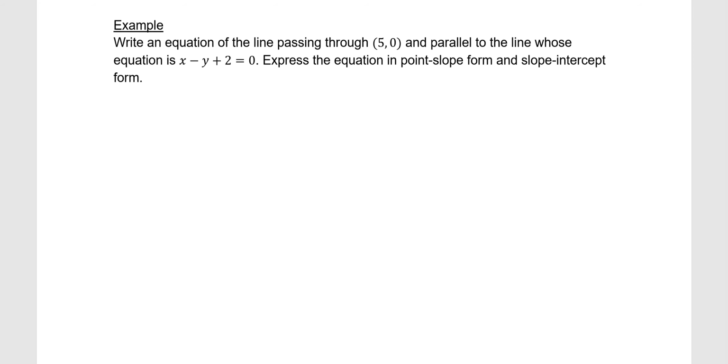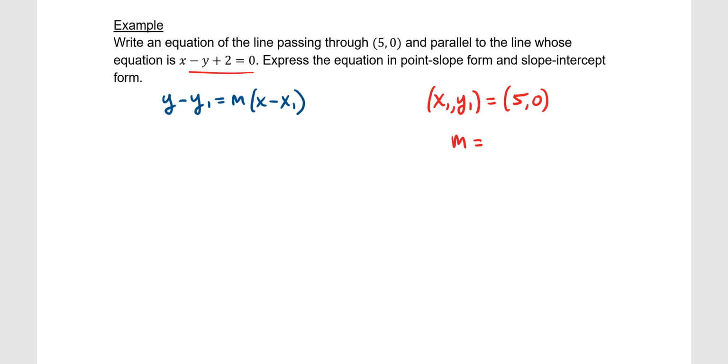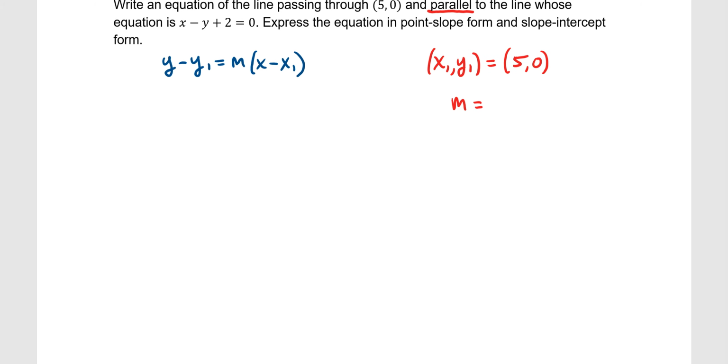So let's write an equation of the line passing through 5, 0, and parallel to x minus y plus 2 equals 0. Okay, so starting with point slope form again. We have y minus y1 equals m times x minus x1. We know that x1, y1 is 5, 0, and we need to find m. So this time when we're using our equation to find the slope, because once again, we know that we're parallel to this other line, we first need to rewrite this other line in slope-intercept form.